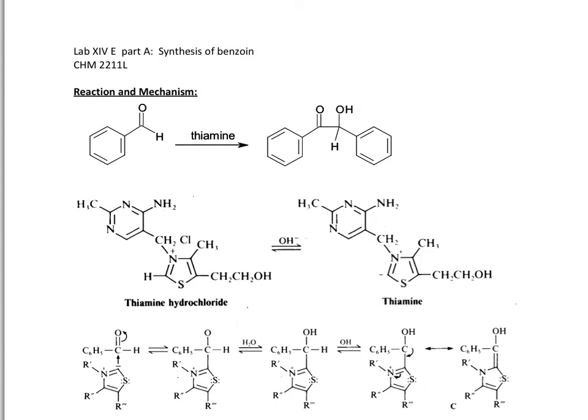Now, you might ask, why is it that we are using thiamine? What is that? That's vitamin B1 that we are going to use. And really, this is not the only reagent that could be used. You could use something like sodium cyanide. So you could use a source of cyanide for this purpose.